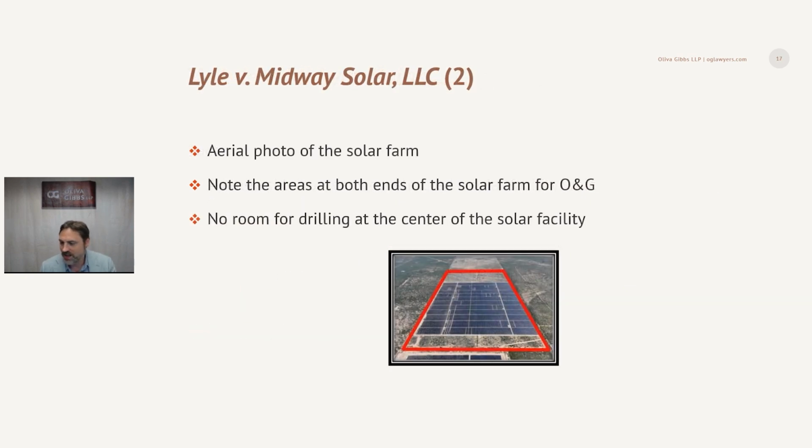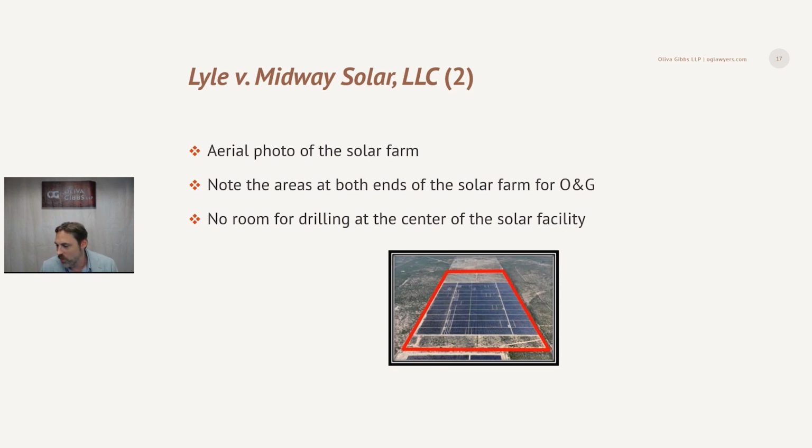So to let you know what this looked like, here's an aerial photo of the solar farm. They left these, let's call them end zones, at either end of the facility. And much like the Houston Texans, the Lyles had very little use for these end zones. And you'll note that there's no room for drilling at the center of the solar facility. And what really happened here was a battle of expert witnesses.